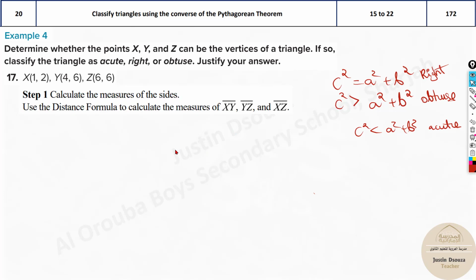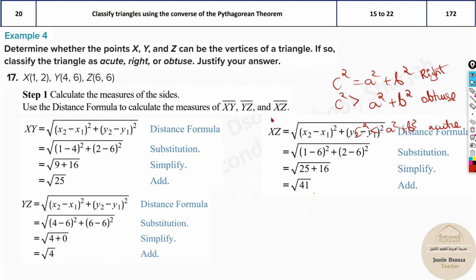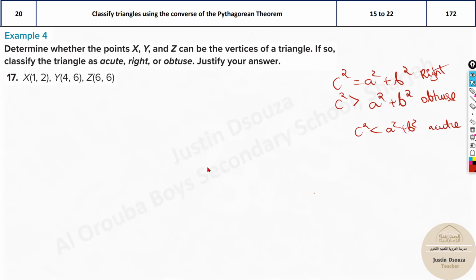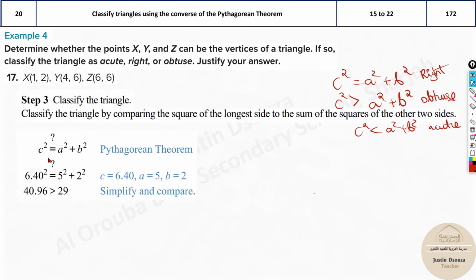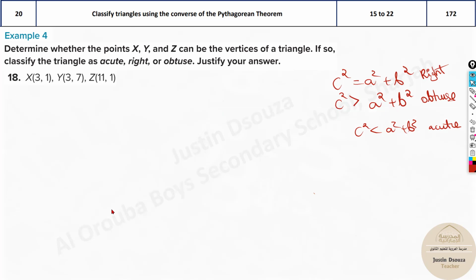Over here, the same thing. First thing is find the distance of all the three sides, and then you need to check whether it's possible to draw the triangle or not. And then if it's possible, you need to do the Pythagoras theorem. This is the converse of Pythagoras theorem. Using it, you're telling whether it's a right angle, obtuse, or acute. Now here the c square, the hypotenuse, is greater, so this means it's an obtuse angle. It's more than 90 degrees.